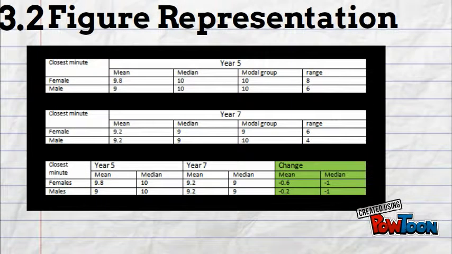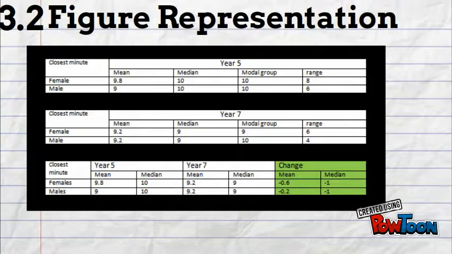Looking at the present data, it is clear that by both measures, namely mean and median, average daily sleep duration from Year 5 to Year 7 gradually decreases. Mean sleep duration for females decreases by 0.6 of an hour, and mean sleep duration for males decreased by 0.2 of an hour. Together, the mean decreases by 0.3 of an hour.